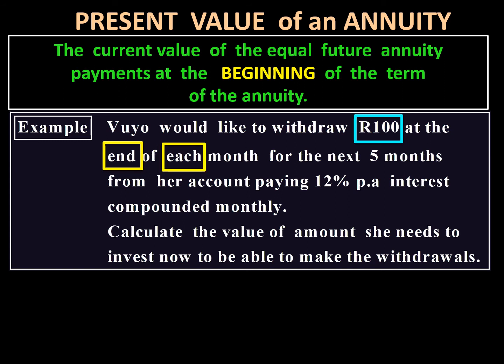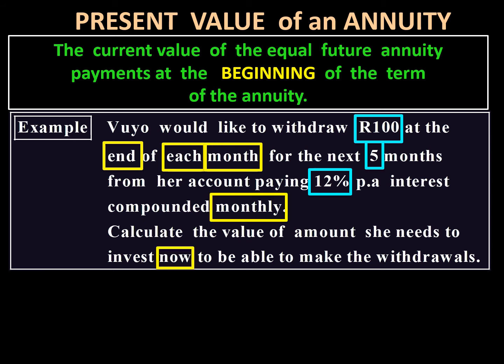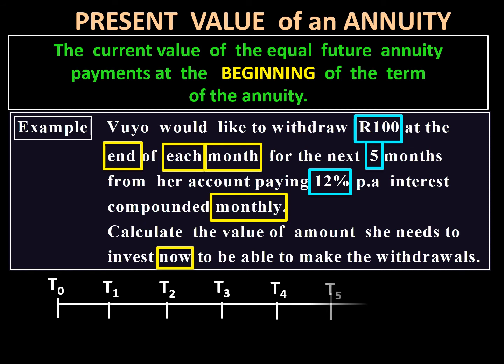So that's an ordinary annuity, and it's every month, and it's going to be for 5 months, and it's 12%, and it's monthly. And we want to find what's the value of the investment now that she must make. So that's the now means present. Let's look at the timeline just to fully understand that.